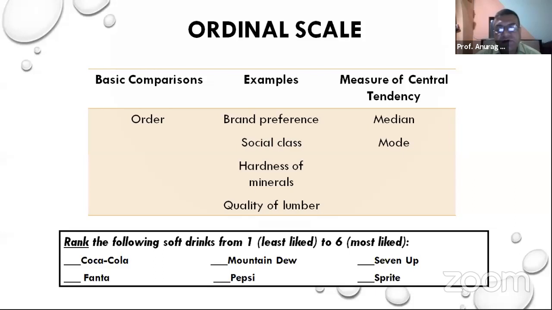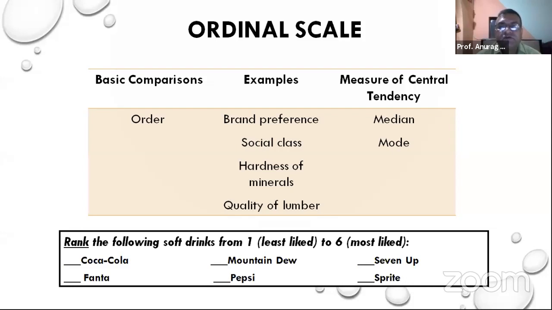The question that will go into the questionnaire, you will say that you rank the following soft drinks from 1, that is least liked, to 6, that is the most liked. Again, what you are going to do here is, there are 6 brands of cold drinks given. You will give ranks to them according to your choice. Suppose you like Pepsi, you will give 6 to Pepsi. And you least like Mountain Dew, you will give 1 to Mountain Dew. So in this way, you are assigning the rank.